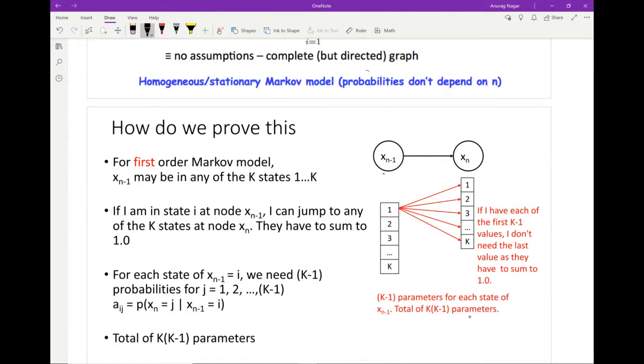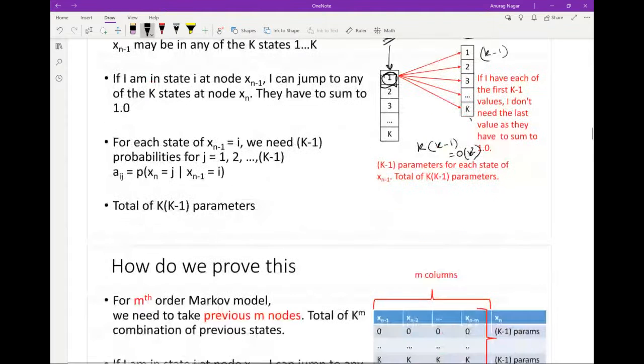Suppose I am in n minus 1, state 1. I can jump to any of the states at time n. So I can go from 1, because x n could be 1, and I could go to any of the k states. So I need k minus 1 variables for 1. How many variables would I need for all k? It will be k times k minus 1, or order of k squared. Similarly, you can work through them, and I'm not going to focus on this too much.